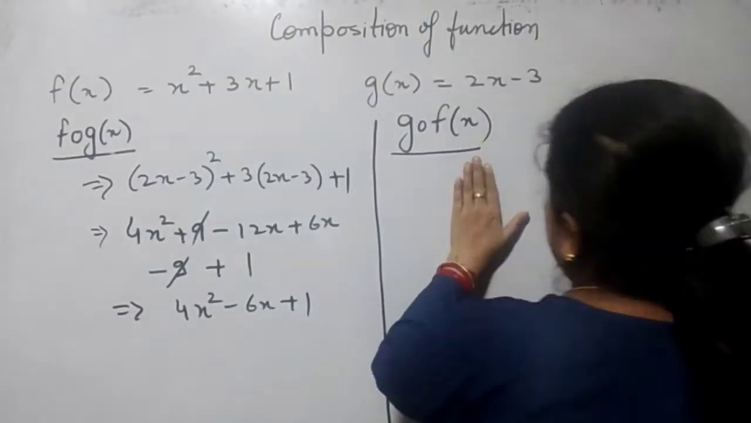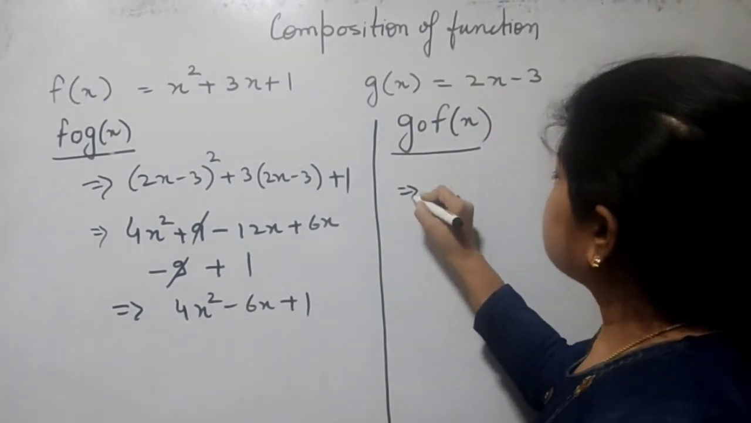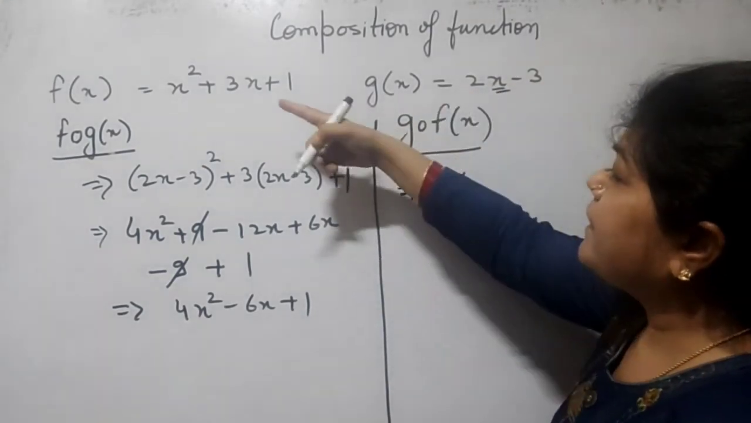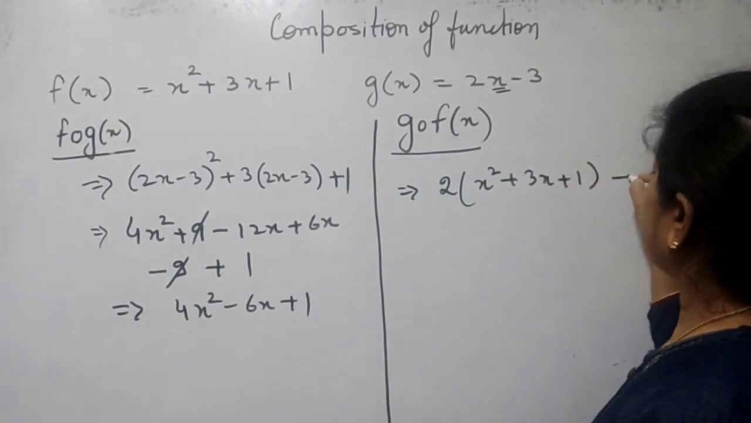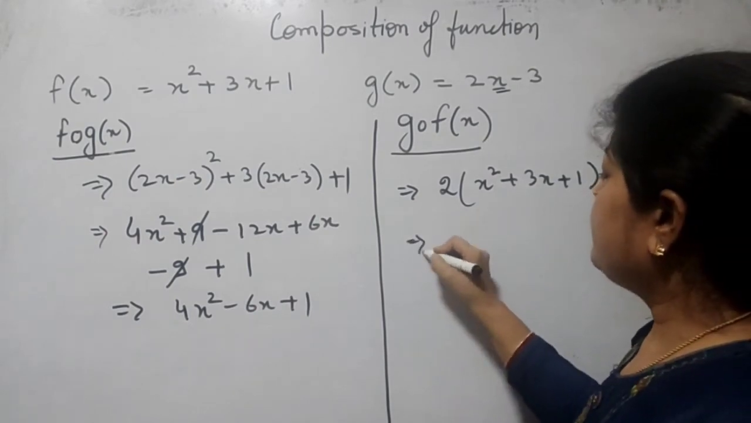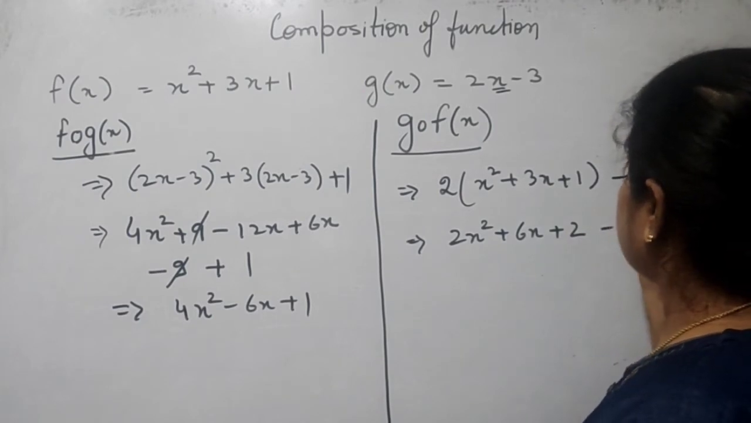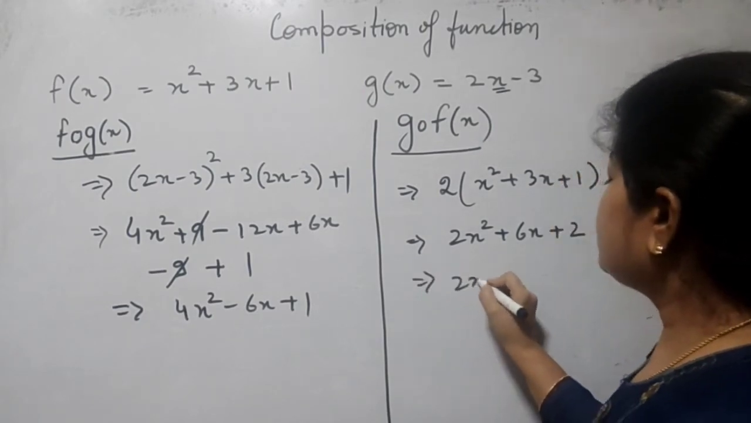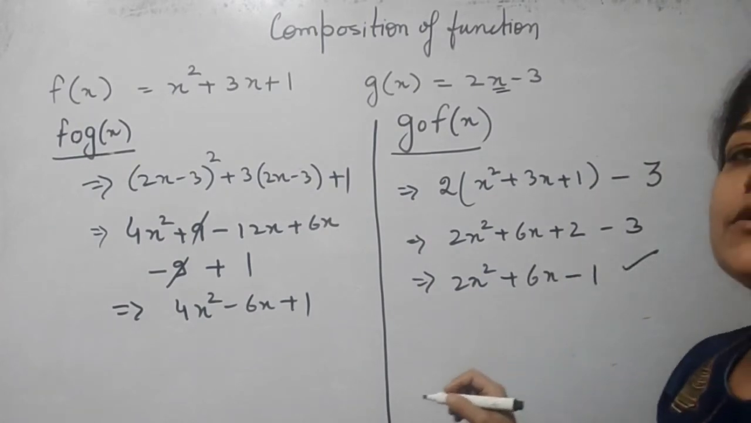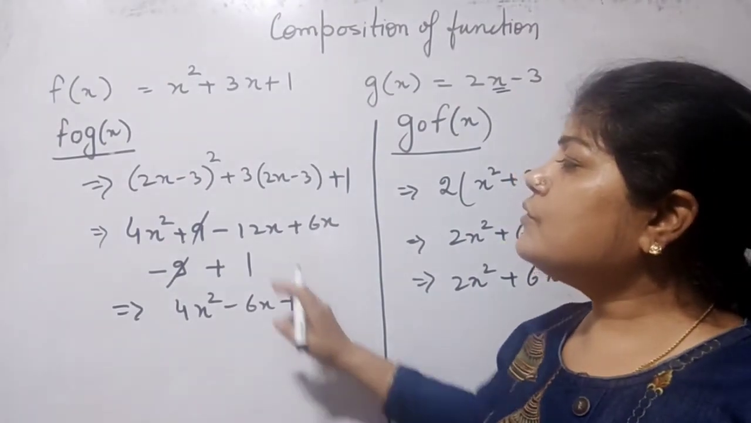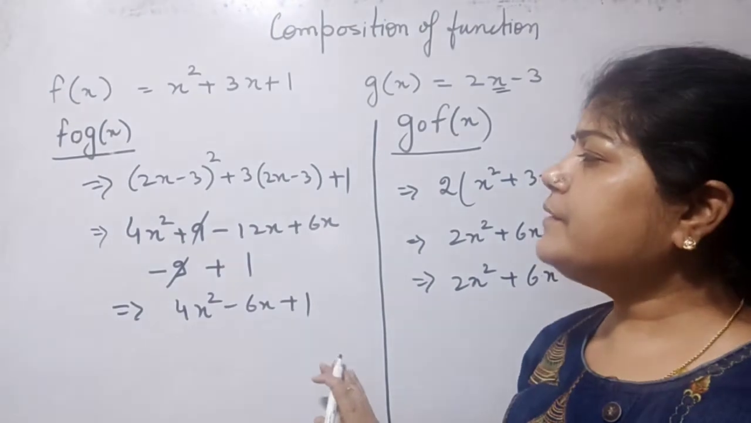Now when we solve GOF, we write the value of f(x) into g(x). That is 2 into, in place of x, we write f(x). That is x square plus 3x plus 1 minus 3. So it becomes 2x square plus 6x plus 2 minus 3. We get 2x square plus 6x minus 1. This is the answer. So these answers are different. So the value of FOG and value of GOF are totally different.